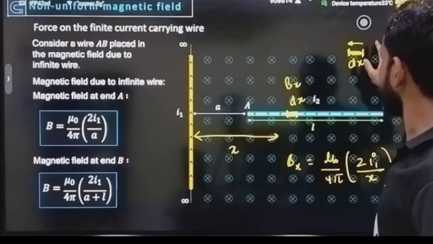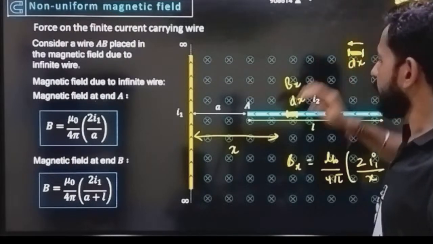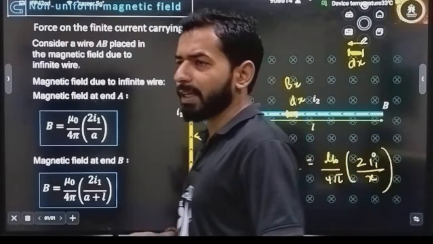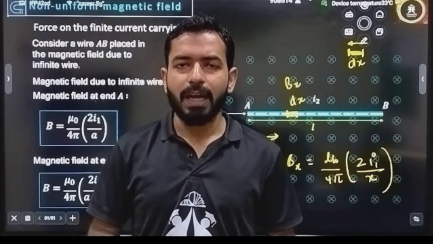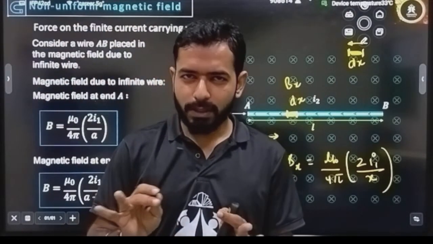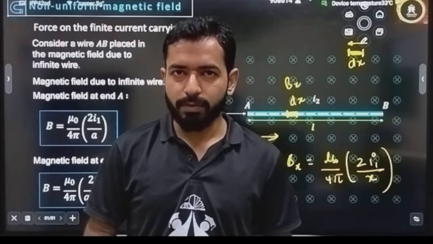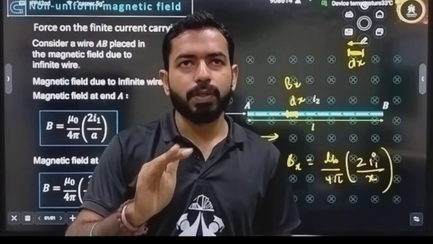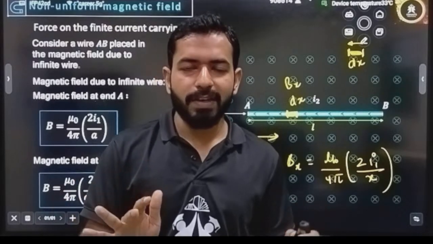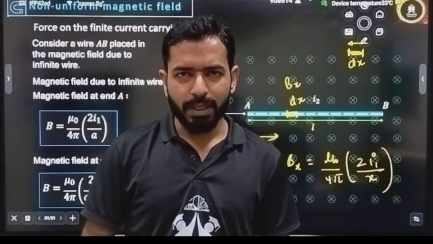So now let's discuss a little bit about non-uniform magnetic field. Till now we have discussed all the cases of uniform magnetic field. Now let's have a quick recap on how to solve the kind of problems with non-uniform magnetic field also. Very simple. I will tell you some steps. Just blindly follow those steps. Don't get deviated to other ways. It is very simple. I will tell you how.